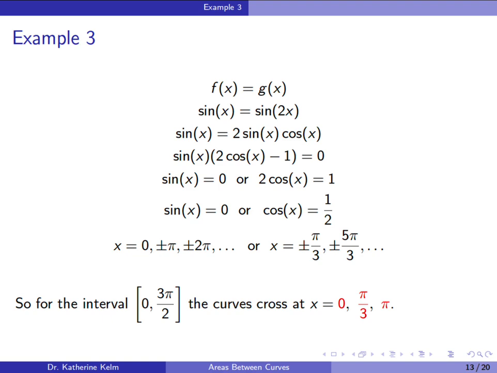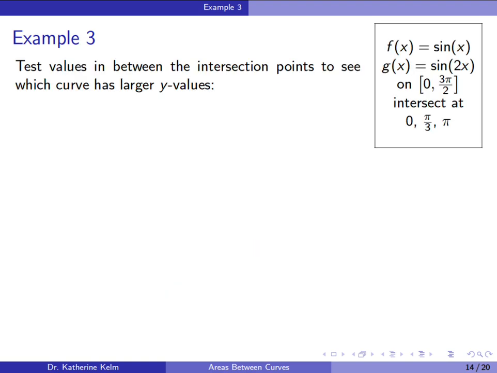Now we are only interested in the interval from 0 to 3π/2, so the x values at which the curves intersect on this interval are 0, pi/3, and pi. Now we can test values in between the intersection points to see which curve has larger y values. The intervals we need to test are from 0 to pi/3, from pi/3 to pi, and from pi to 3π/2.